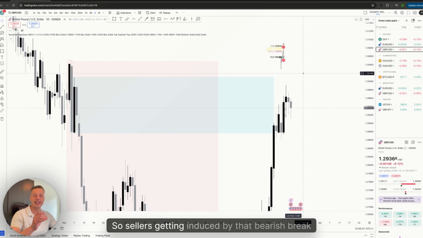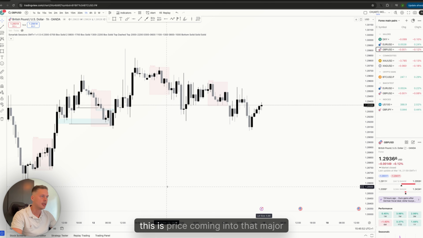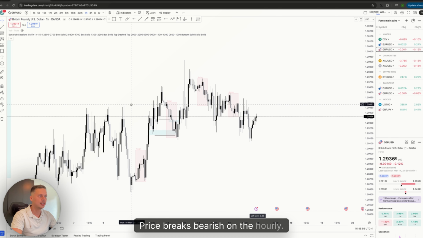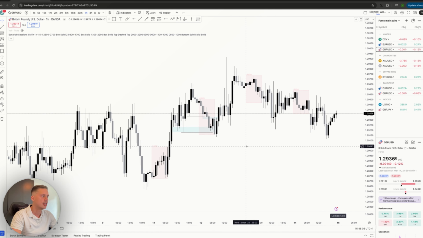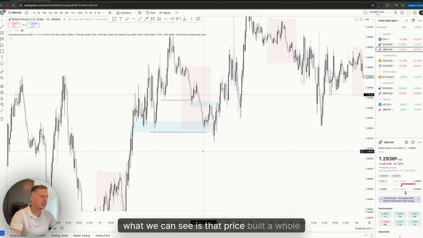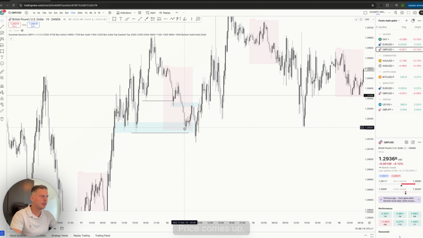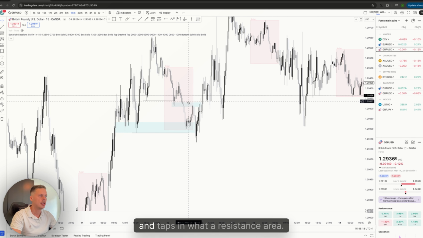So sellers getting induced by that bearish break of structure on the hourly, right? This is price coming into that major area, price breaks bearish on the hourly. So structure traders, Fibonacci traders, whatever trader is looking for shorts when we see that bearish break of structure. But then quite clean, on the 15 minutes, what we can see is that price built a whole support area down here. Pre-London, price comes up, gives a bullish reaction from that support area and taps in what?